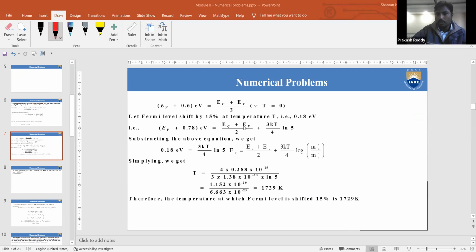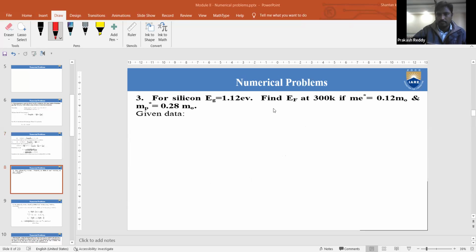So at what particular temperature? That's why we take the Fermi energy level equation in terms of temperature also: 3 kT by 4 log 5. Now this is not log 5, try to substitute Mh star by Me star. So the temperature you are getting, I think, is 1729 Kelvin.